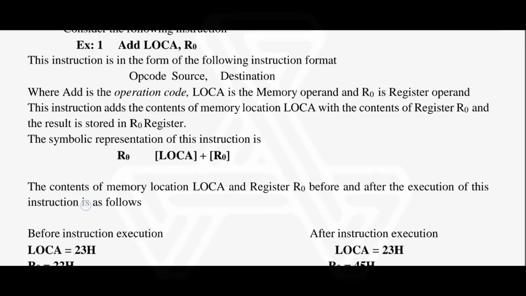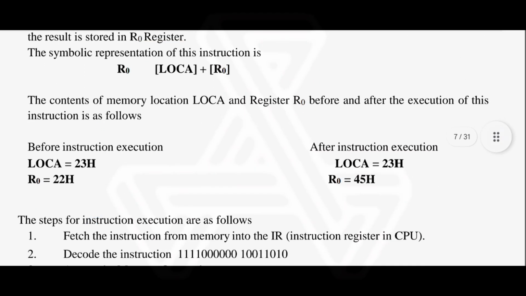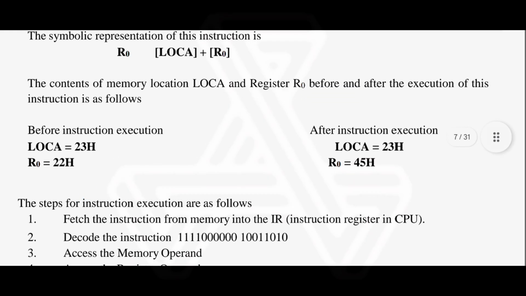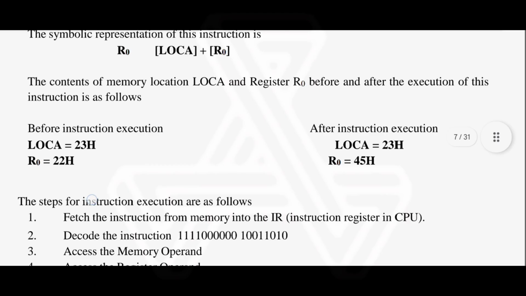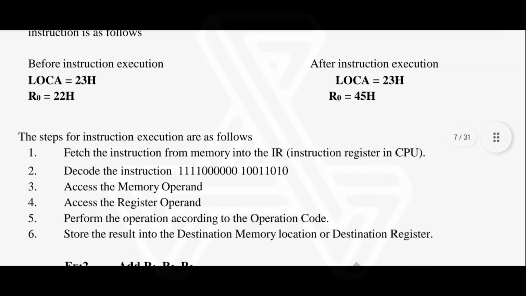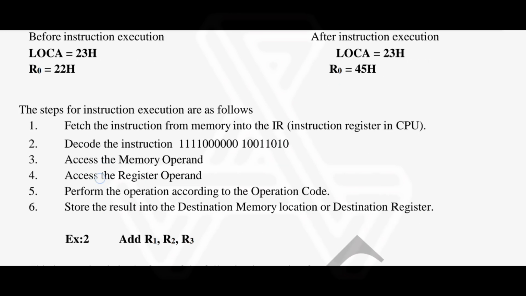This instruction adds the contents of memory location LOCA to the contents of register R0, and the result is stored in the R0 register. The symbolic representation of the instruction is R0 = LOCA + R0. The contents of memory location LOCA and register R0 before and after execution of the instruction are as follows. Before instruction execution, LOCA is 23H and R0 is 22H. LOCA is still 23H after instruction execution, but R0 will be 45H.